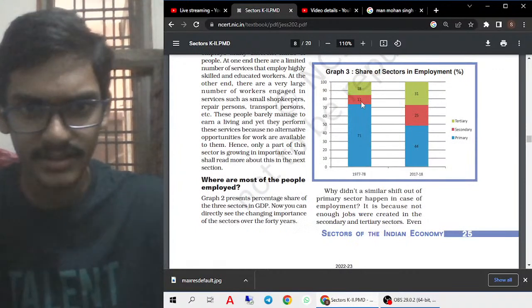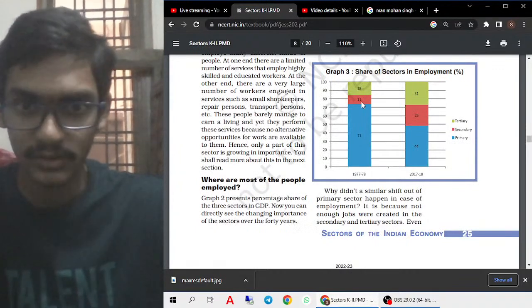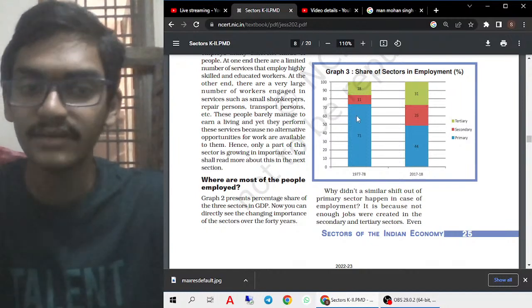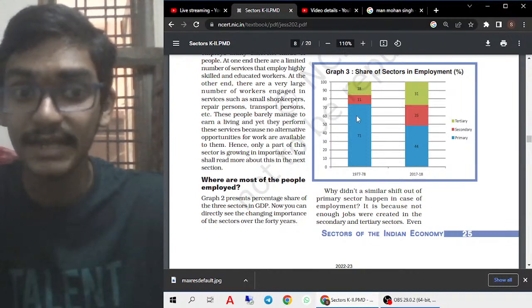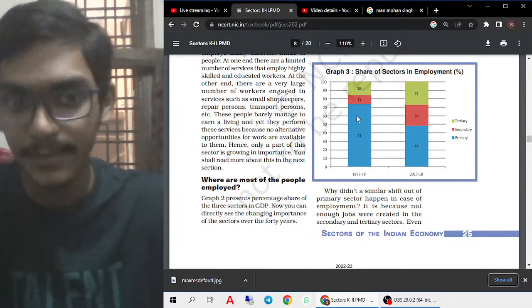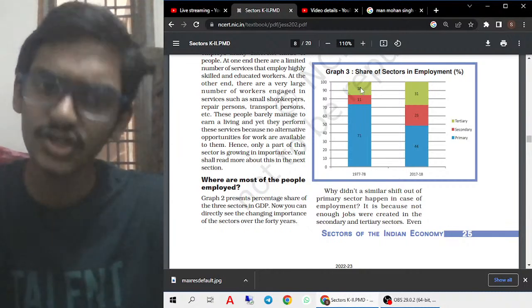The third graph is also the same. The share of sectors in the employment also. That means in which sector people are actually more employed. If you see here in 1977 to 78, the more employment is actually seen in the primary sector, and less employment is seen in the tertiary sector.